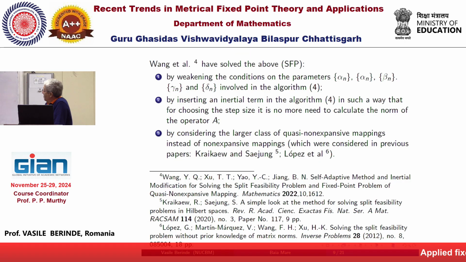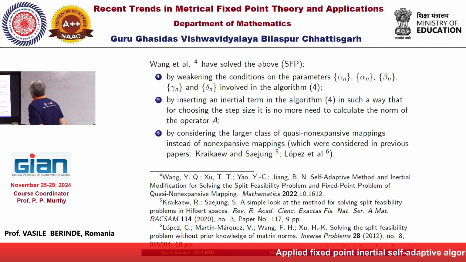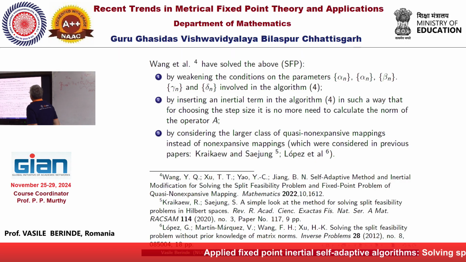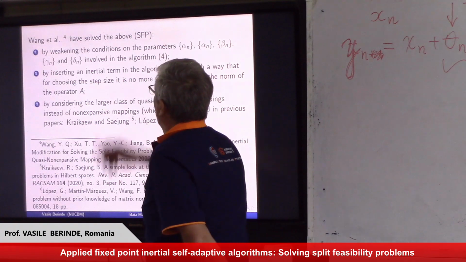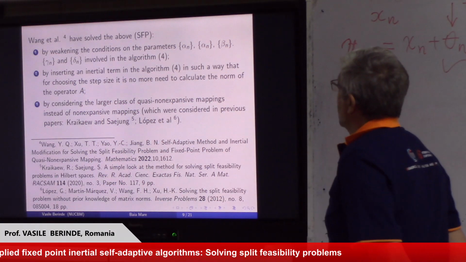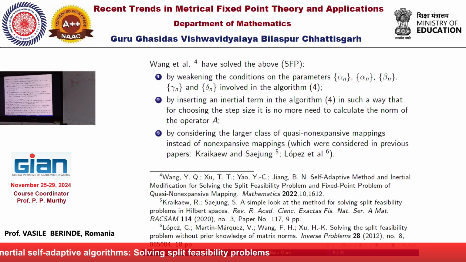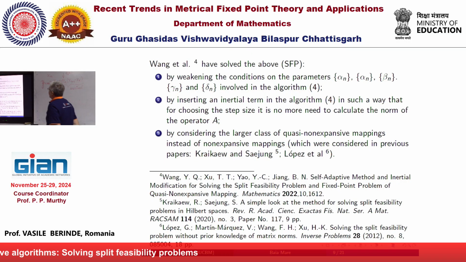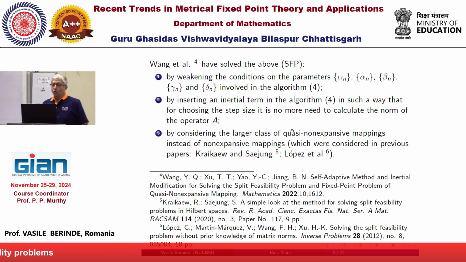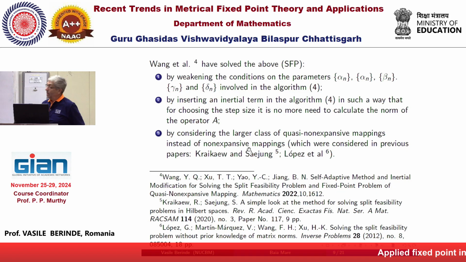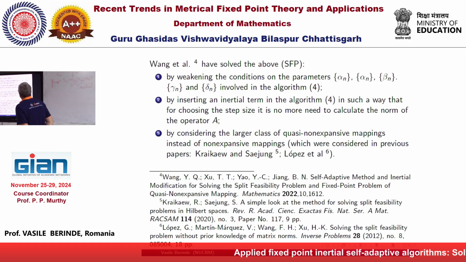So they did this by inserting this inertial term and succeeded to choose the step size. Step size is involved in the algorithm, but is not needed to be calculated. Usually we need to calculate the norm of this operator A, which is not a simple problem. And they extended the previous results to quasi-nonexpansive mappings. I remind you that the previous study was devoted to non-expansive.